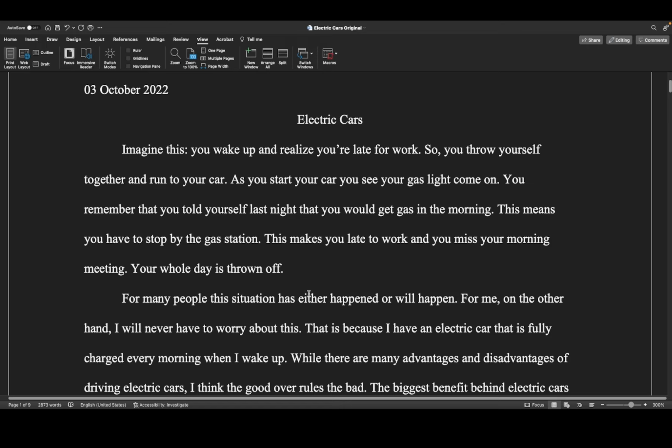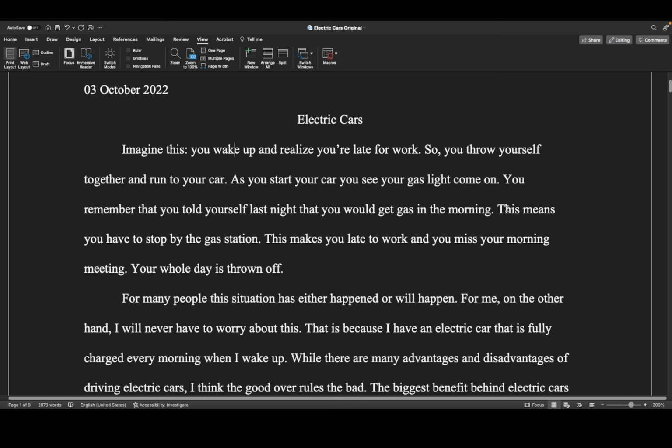All right, imagine this. You wake up and realize that you're late for work. So you throw yourself together and run to your car. As you start your car, you see your gas light come on. You remember that you told yourself last night that you would get gas in the morning. This means you have to stop by the gas station. This makes you late to work and you miss your morning meeting. Your whole day is thrown off.